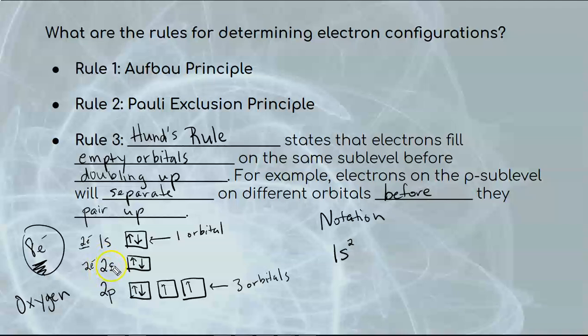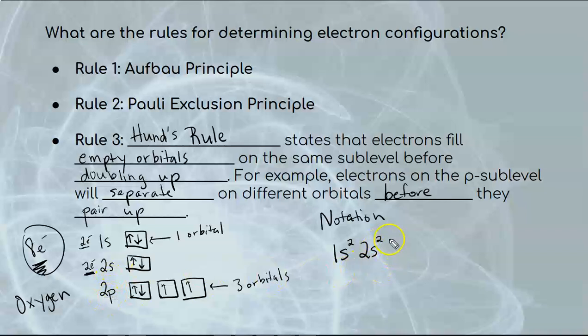Now let's look at 2s. 2s comes after 1s, and how do I know that? That goes back to the Aufbau Principle. That tells me the correct order of all of the orbitals. There are also 2 electrons on the 2s sublevel, so I put a 2 as a superscript right there.